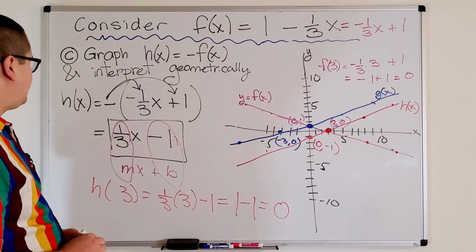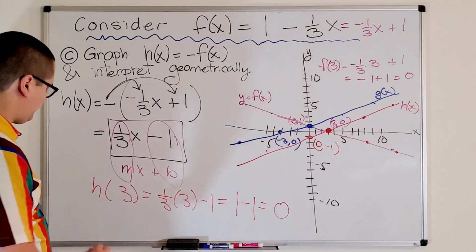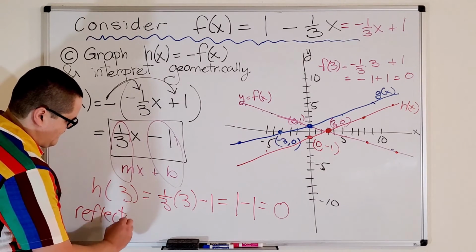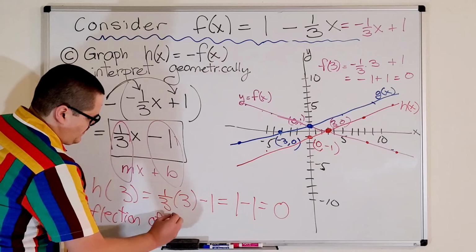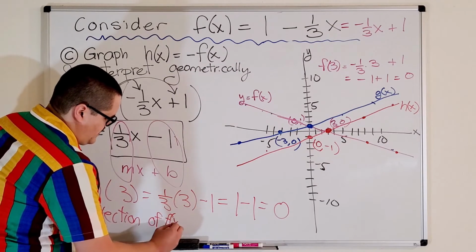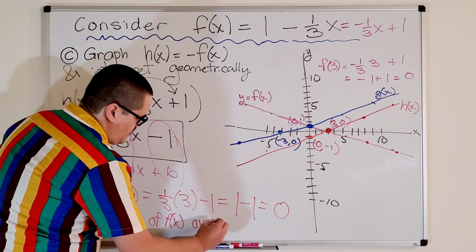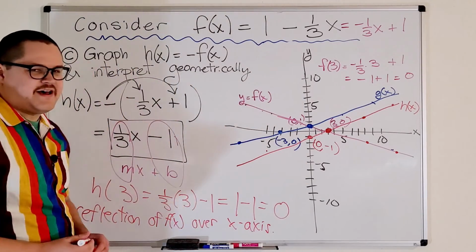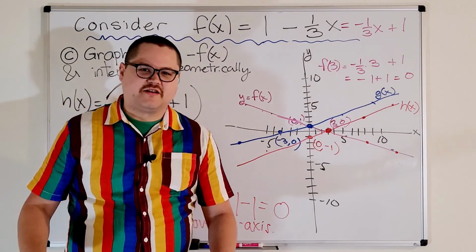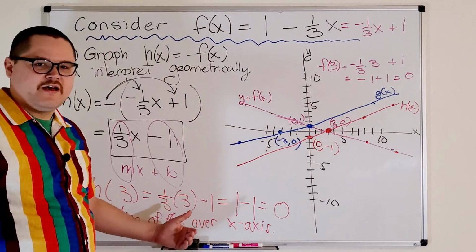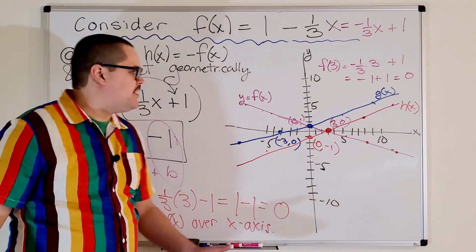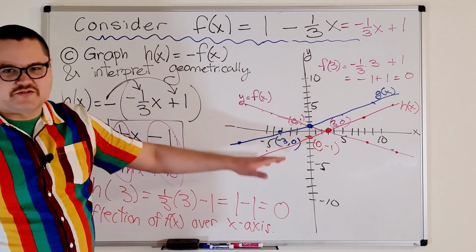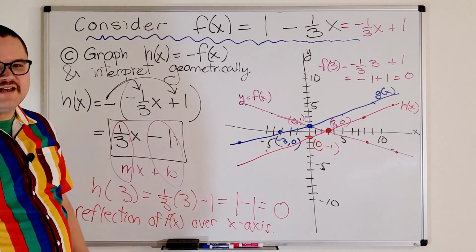All right, so that is a reflection of f of x over the x-axis. In fact, if we had any other function and we did the same operation to it of negating the entire function, that would also be a reflection over the x-axis.